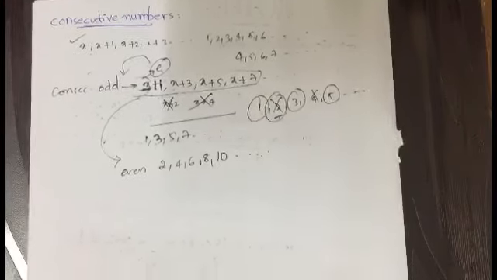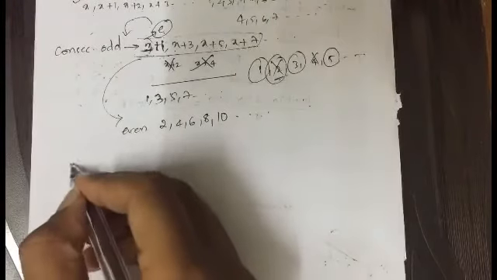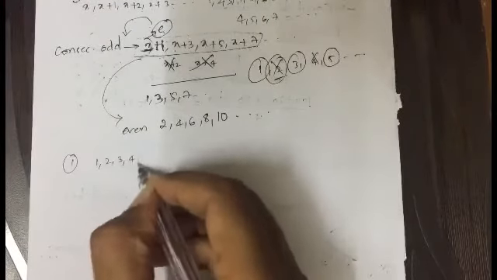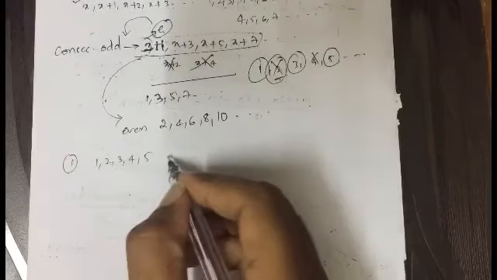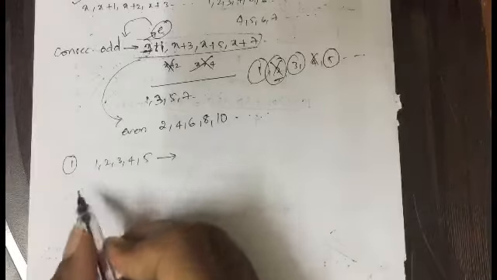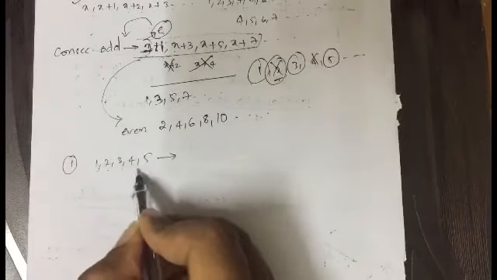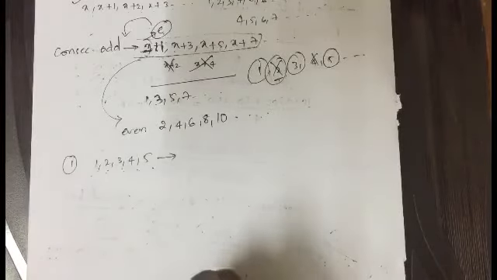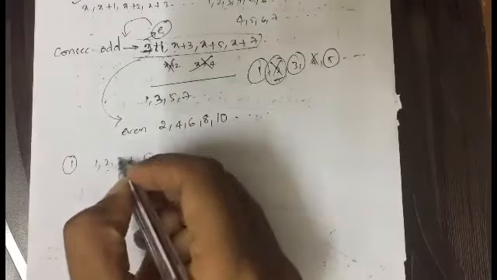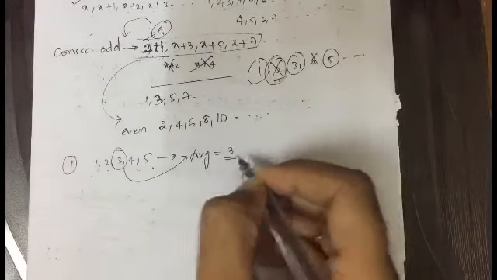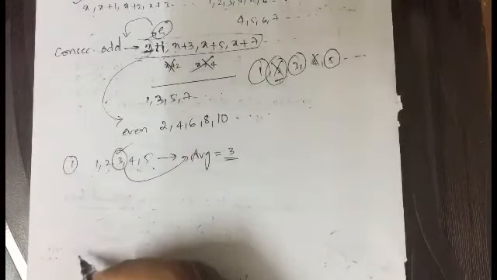So now let us see. Suppose let us take, for example, 1, 2, 3, 4, 5. So let us take 5 numbers and we are supposed to find out the average of these 5 numbers. So you can obviously say that this is a list of consecutive numbers, right? 1, 2, 3, 4, 5, they are consecutive natural numbers. That's perfect. So in this case, the middle number will be directly equal to the average. So the average will be equal to 3, which is the middle number.